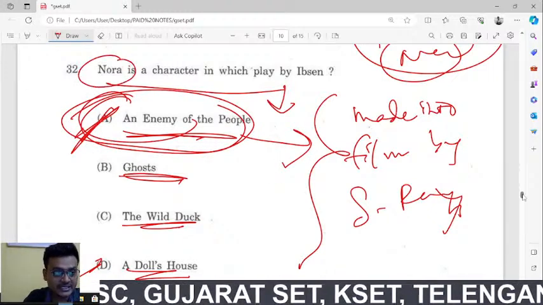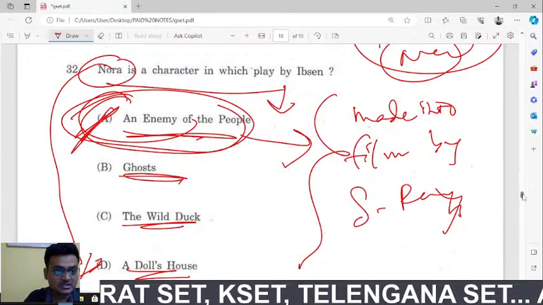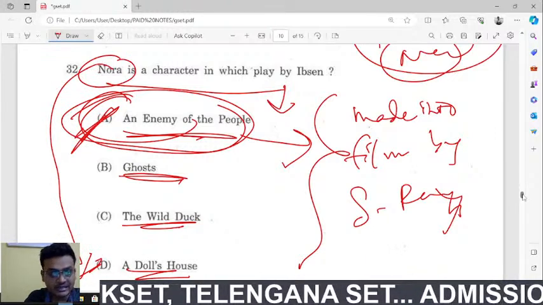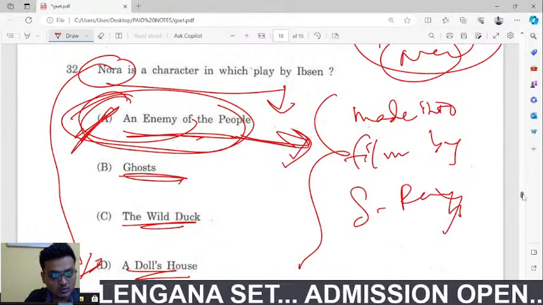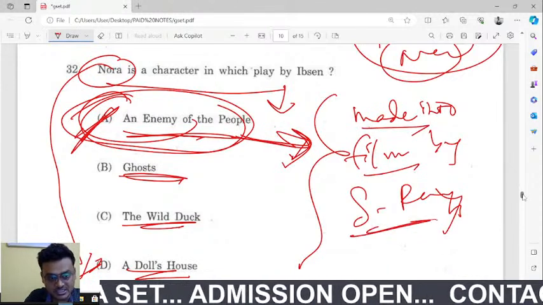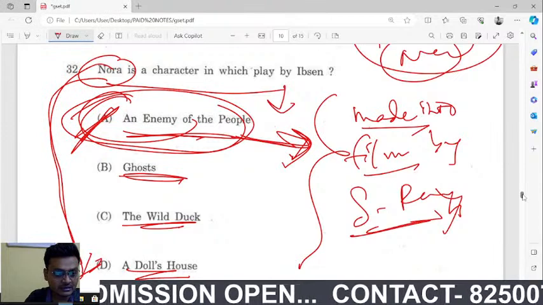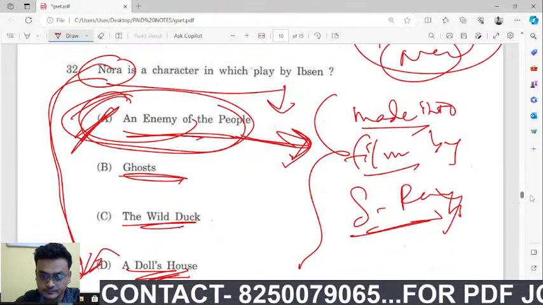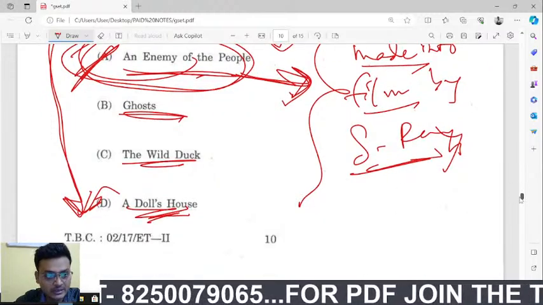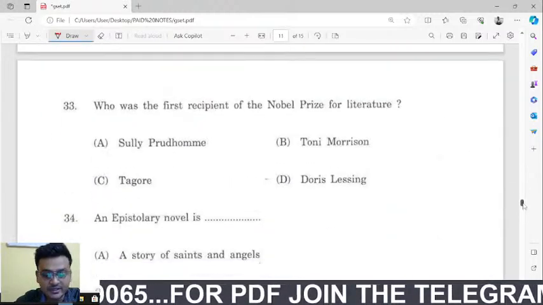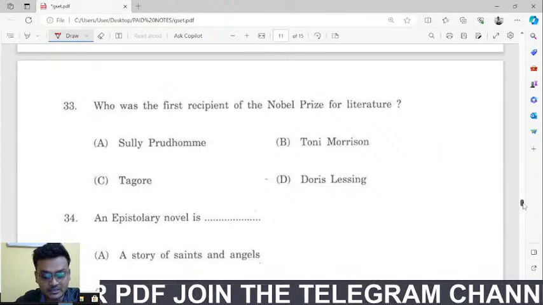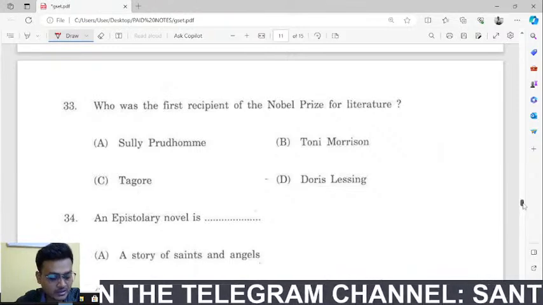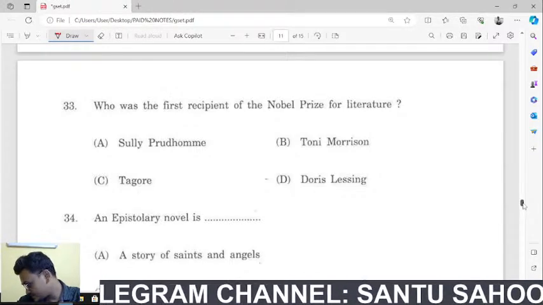Here, Nora is a character from A Doll's House. But I am talking about, exactly Biva, well done, An Enemy of the People. This work was made into film by Satyajit Ray. But Nora is a character in A Doll's House. Okay. Chalo. This is how you can remember all the answers very easily. Connect one work with another work. Try to push your minds.